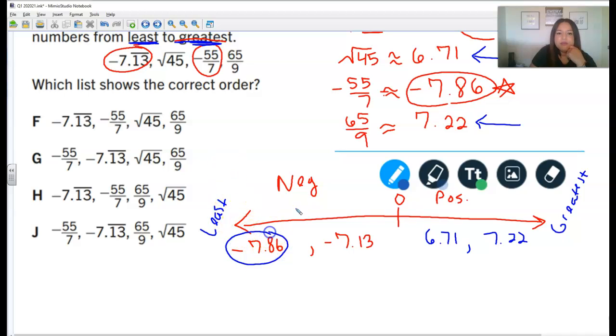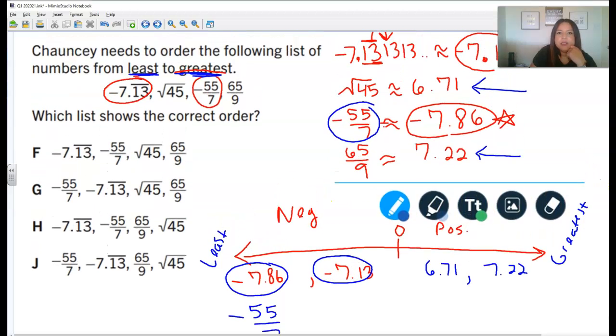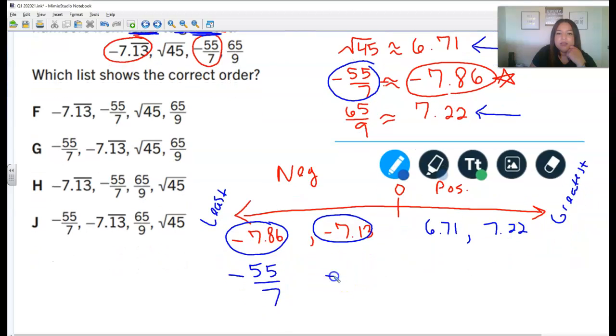For example, this one was originally a negative 55 over 7. And then this one was originally, let me see, I need to scoot up, that repeating one, right? So negative 7.13 repeating. And then on the positive side, my positive 6.71 was actually the square root of 45. And then last we have our 65 over 9.